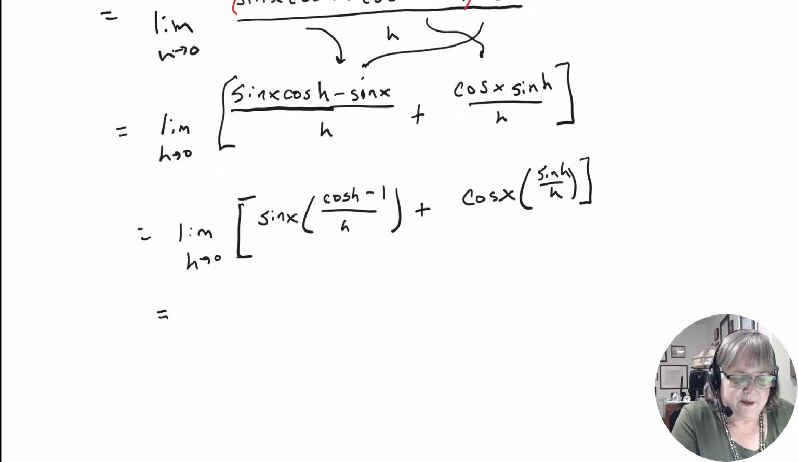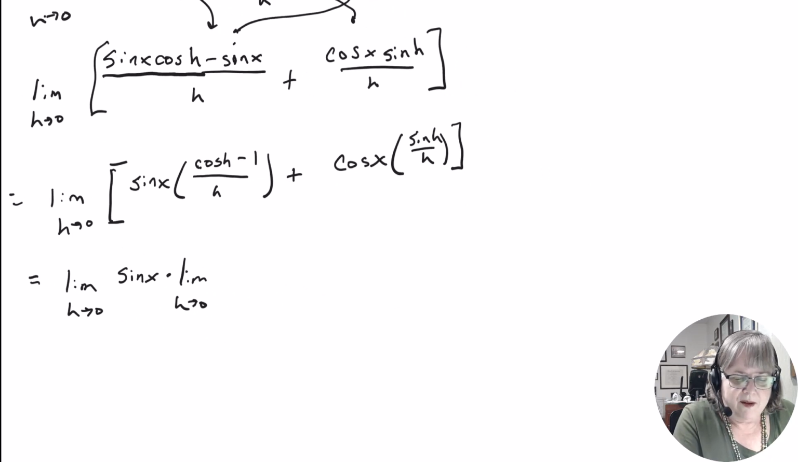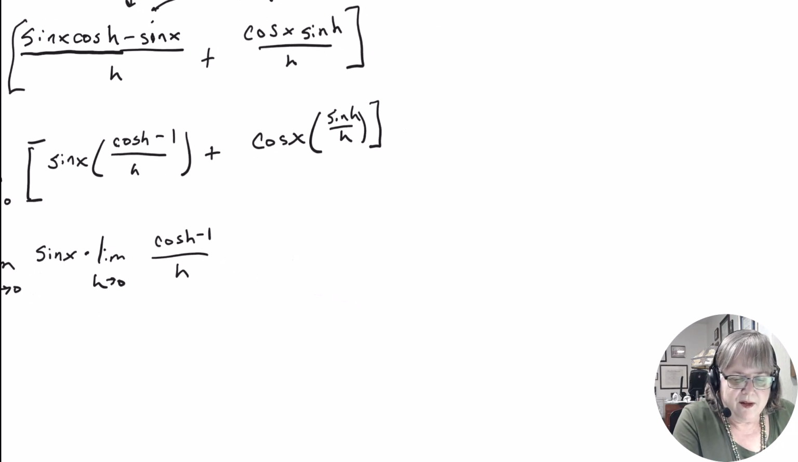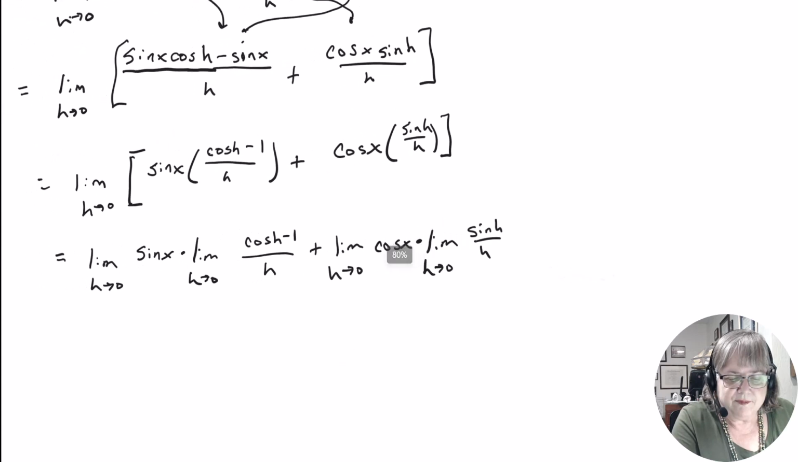So this would be, if you split it all the way down, the limit as h goes to 0 of sine of x, times the limit as h goes to 0 of cosine h minus 1 over h, plus the limit as h goes to 0 of cosine x, times the limit as h goes to 0 of sine h over h.